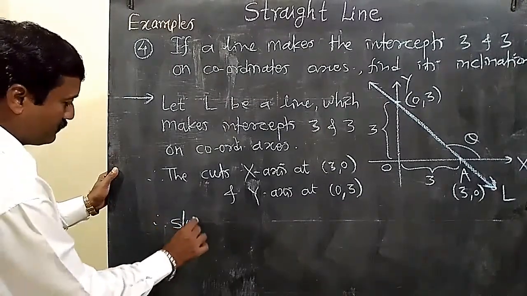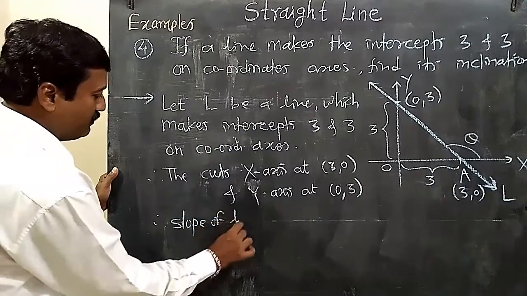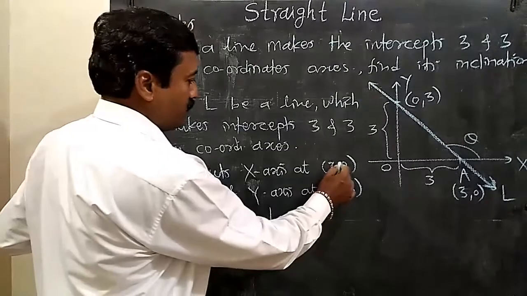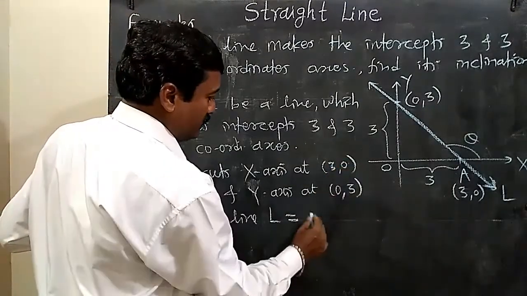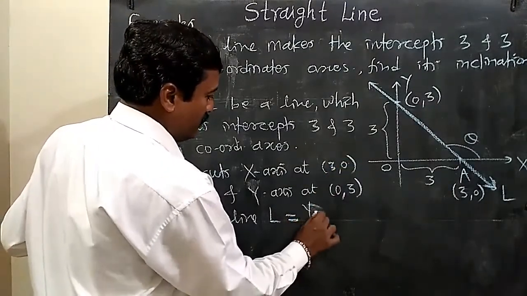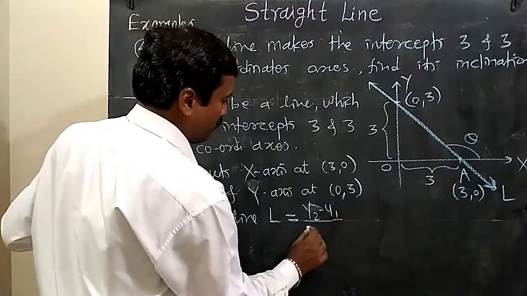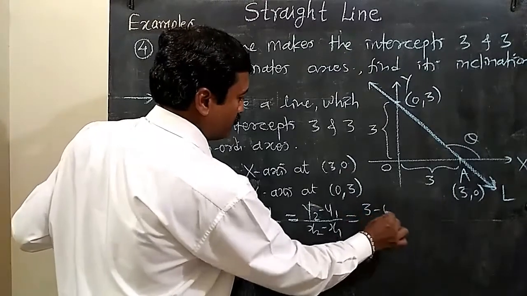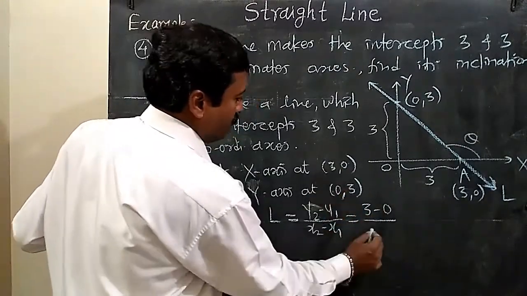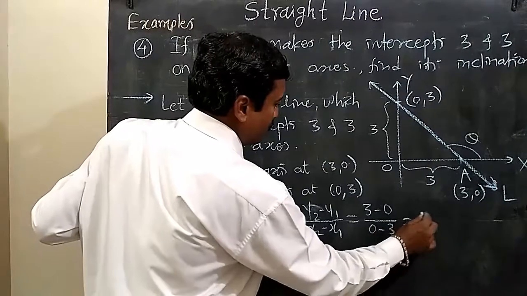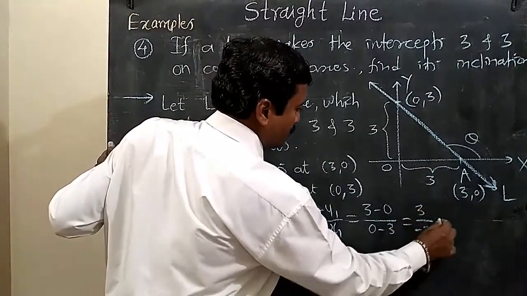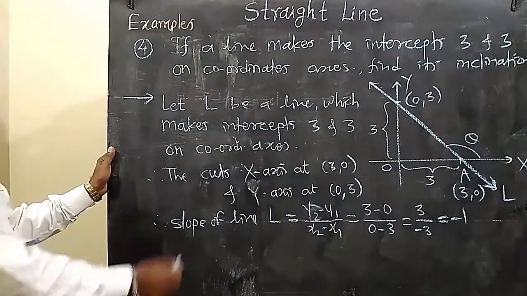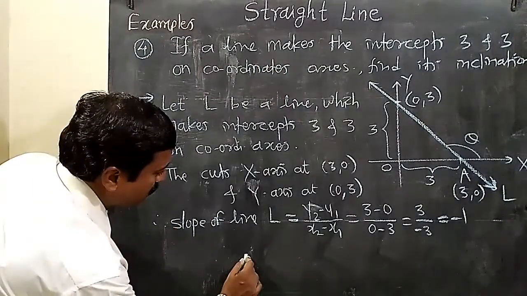Therefore, slope of line L is equal to y2 minus y1 upon x2 minus x1, that is equal to 3 minus 0 upon 0 minus 3. So it is equal to 3 upon minus 3, that is equal to minus 1. But what is slope of line? It is nothing but tan theta.